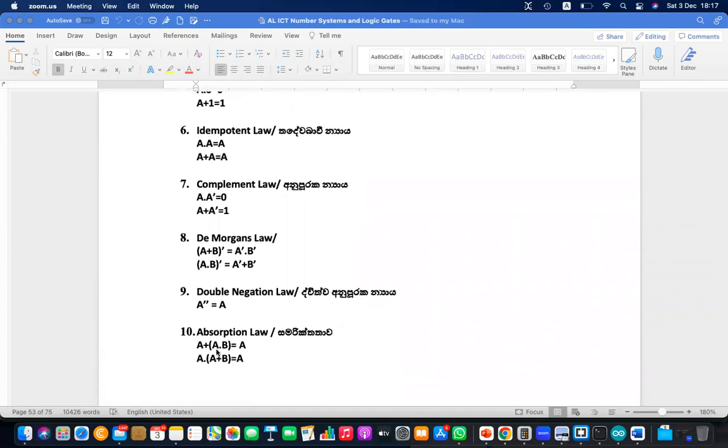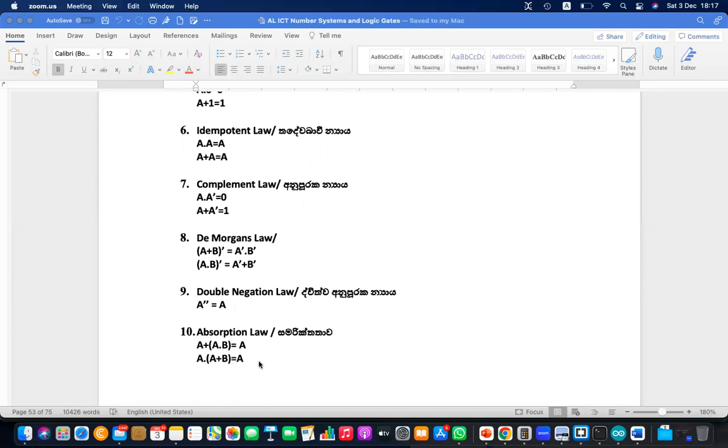De Morgan's law: we learned that if there's a common not over A or B, it can be distributed to A naught, B naught, but the intermediate sign needs to be changed. Here, A or B, common not, can be written as A naught, B naught, with AND in the middle. Similarly, A and B, common not, can be written as A naught, then in the middle OR, B naught. Double negation is basically not of not of something, that is simple. And the absorption law is something different from the above laws. You can see A is absorbing whatever is in the brackets. That is called the absorption law.